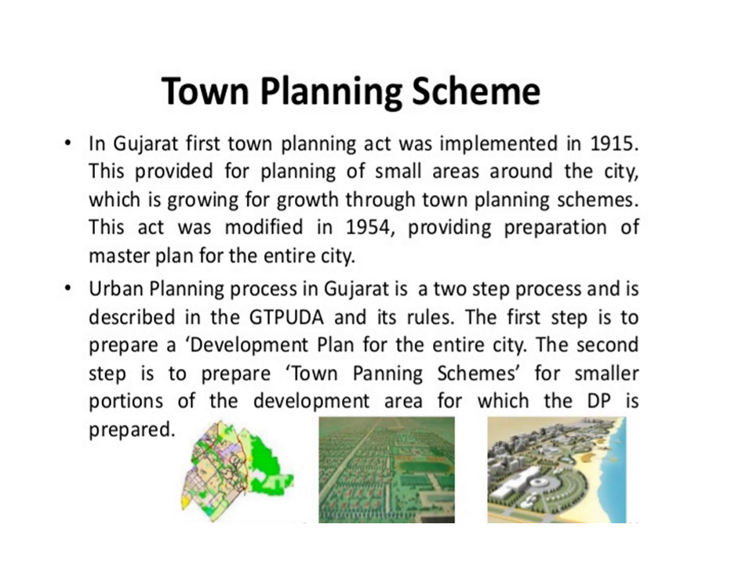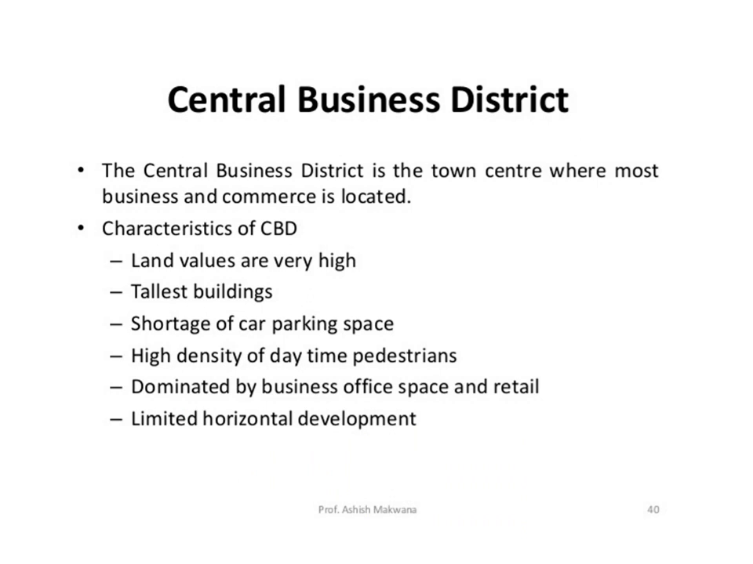So in this slide we are going to see the central business district. The central business district is the town center where most business and commerce is located. Then we will see the characteristics of central business district, that is CBD. Land values are very high. The CBD has the tallest buildings. CBD has shortage of car parking space and high density of daytime pedestrians. CBD is dominated by business office space and retail and limited rental development.